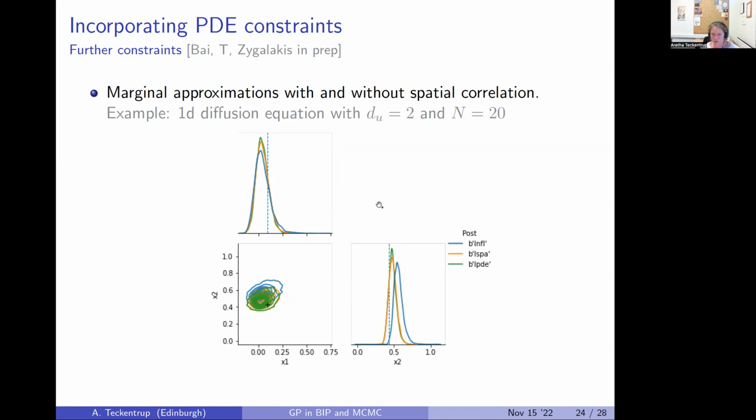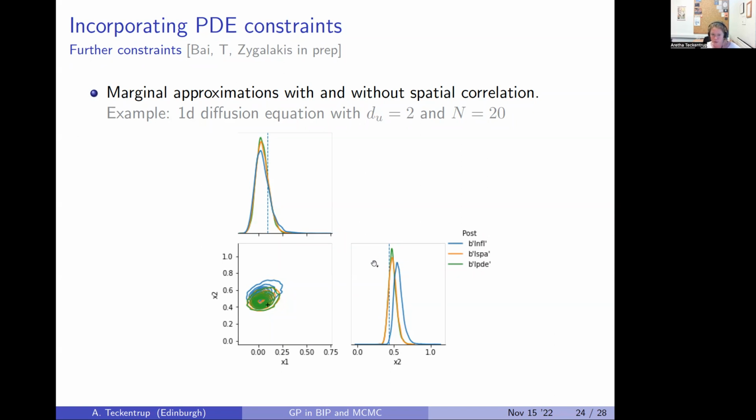This is now a figure which compares two or three different marginal approximations. In this figure, all of the approximate posteriors are marginal approximations. The blue one is one without any correlation, so we're modeling the G as independent processes. We're not including any correlation between the different entries of G. The orange one is the one where we include spatial correlation, but it's done with a standard Matern kernel. And the green one is the one where we use this PDE-informed kernel, right?